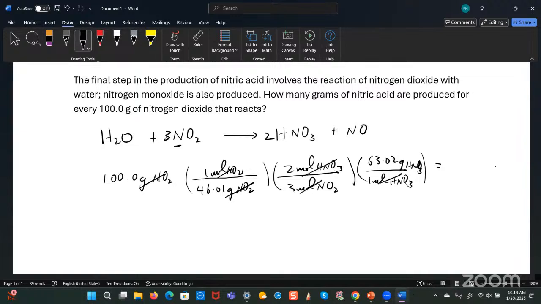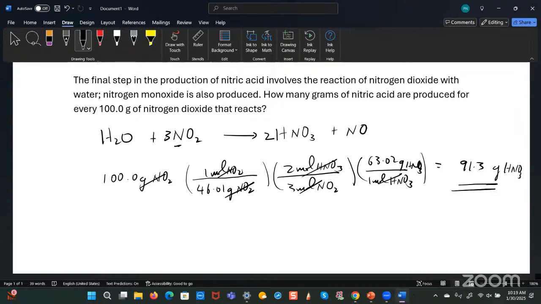So your final answer will be in grams of HNO3. So let's see what that gives. 100 divided by 46.01 times 2 divided by 3 times 63.02. So according to my calculations, this works out equal to 91.3 grams of nitric acid.